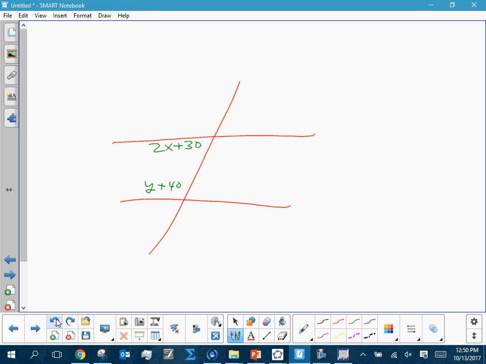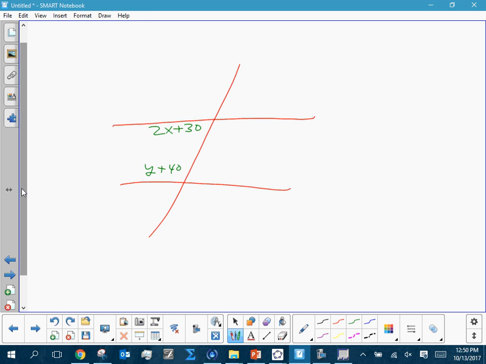Careful. No? Do they alternate? Do they go back and forth between that line? So they're on the same side as that line, right? And they're interior. So they're same side interior. And so we say 2x plus 30 plus y plus 40 equals 180, right? Now what's wrong with that equation is that there's two variables, correct? So there should be somewhere, at some point, maybe something like that. Okay? And let's actually make it a little bit more interesting. Put a y in there.